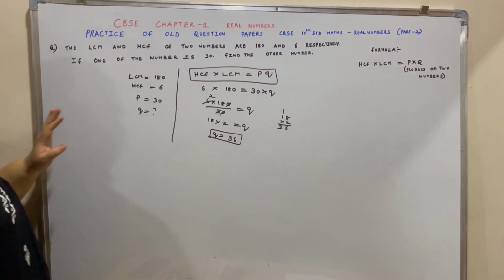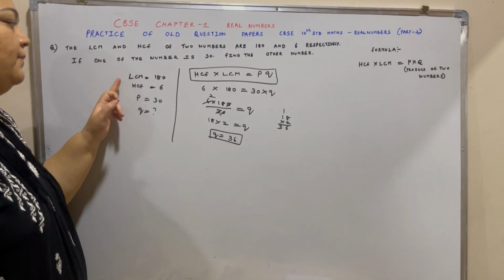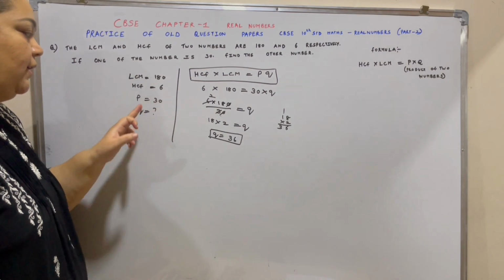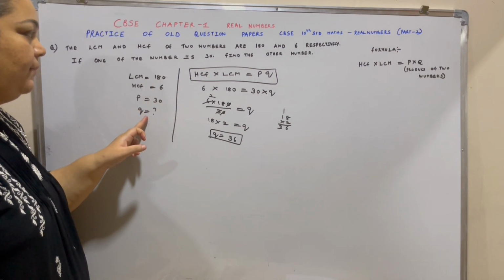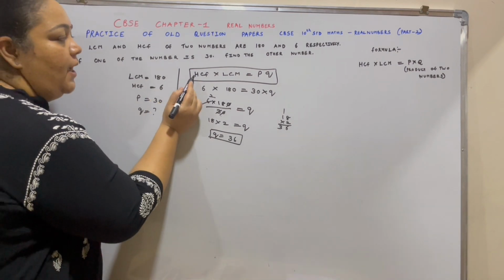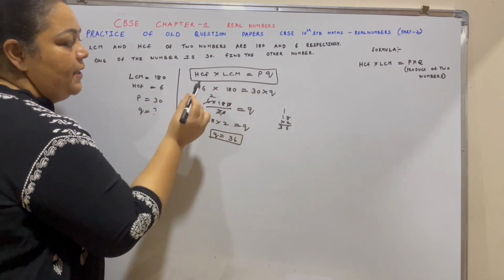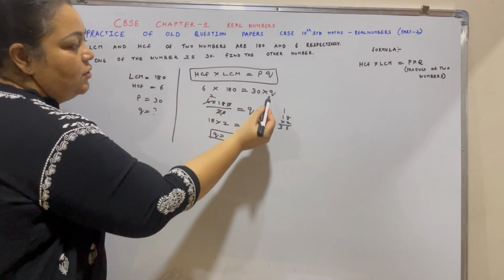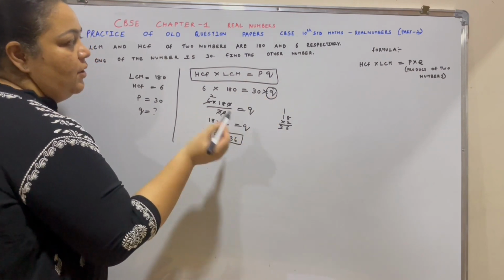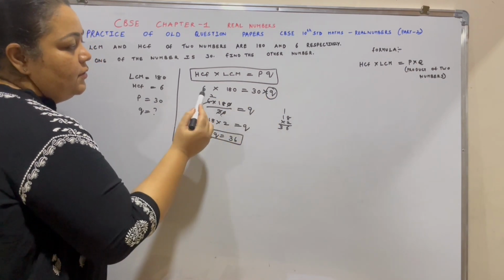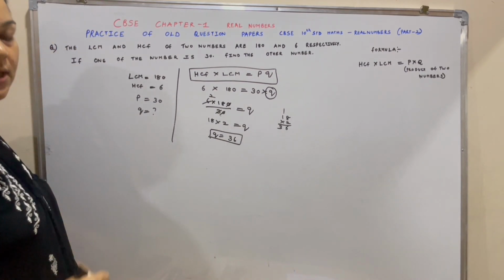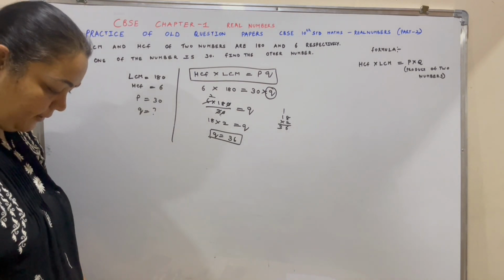In the question, they have given the LCM and HCF, and one number, 30. They are asking to find the other number, Q. Using the formula HCF into LCM is equal to PQ, 6 into 180 is equal to 30 into Q. We want to find Q because that is the other number. So Q is 6 into 180 divided by 30, which is 36. So 36 is the right answer.